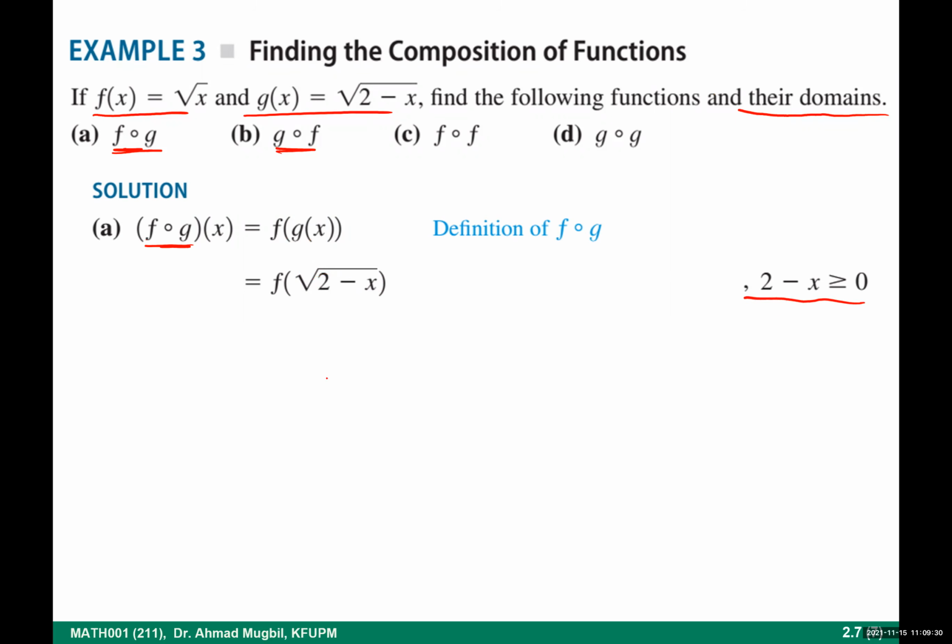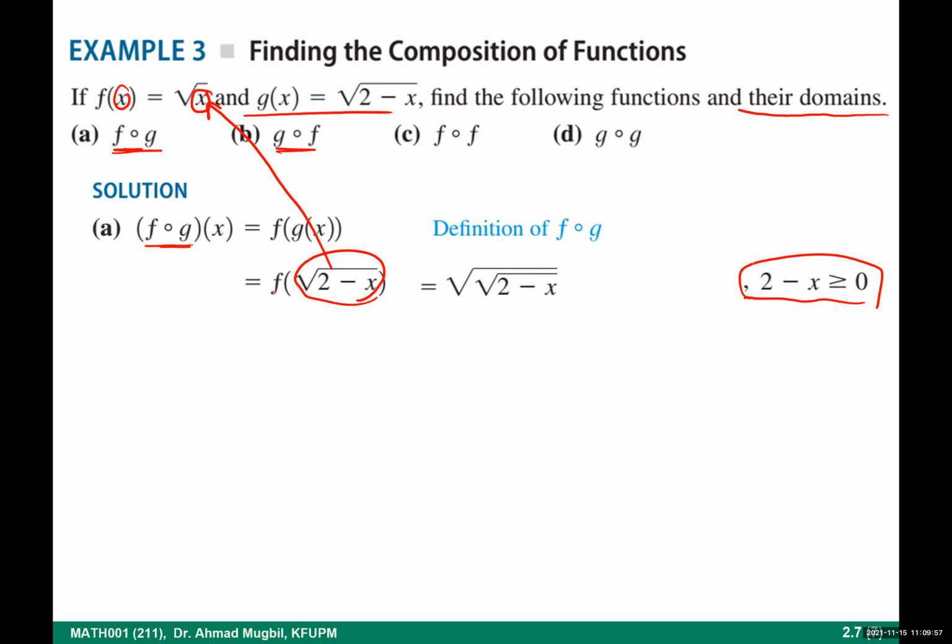Now what you will do, you will go to F and put instead of X, you will put what? G, the square root of 2 minus X. You will put it here. So what you will get in that case is the square root of the square root of 2 minus X. Is there any additional condition to be added, or is this enough? This is enough. No more restrictions we need to add here.